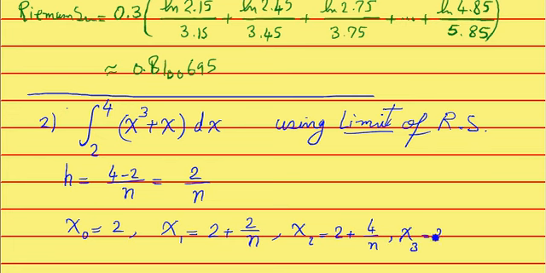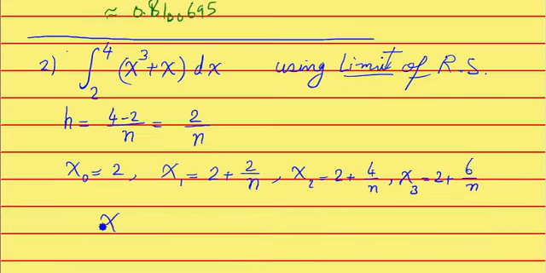x3 is 2 plus 3 steps. That's going to be 6 over n. In general, I need x sub any number i. Well, that's going to be 2 plus that many steps. So it's going to be i times 2 over n. And when you go all the way to the end, you will have 2 plus, well, now you have n steps to make, n times 2 over n. This is, of course, just 2 plus another 2 makes 4, and we are at the right endpoint.